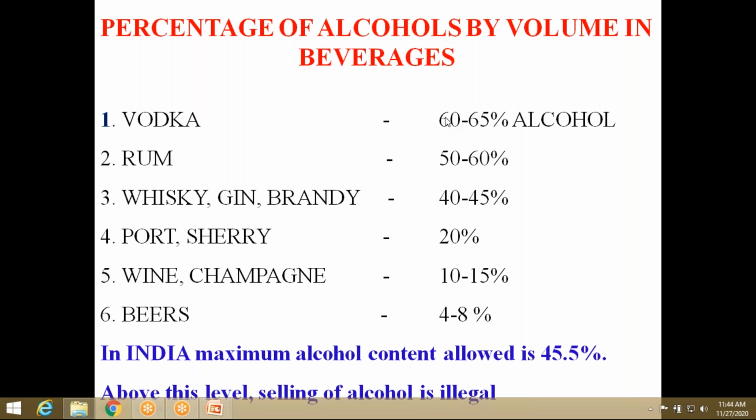So beers are the lowest in alcohol content, and vodka is the highest in alcohol content in beverages. In India, the maximum alcohol content allowed is 45.5%. Above this level, selling alcohol is illegal.